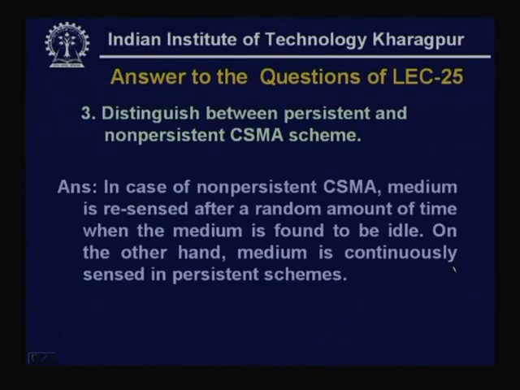Third question was, distinguish between persistent and non-persistent CSMA schemes. Answer is, in case of non-persistent CSMA, the medium is resensed after a random amount of time when the medium is found to be busy. On the other hand, the medium is continuously sensed in persistent schemes.